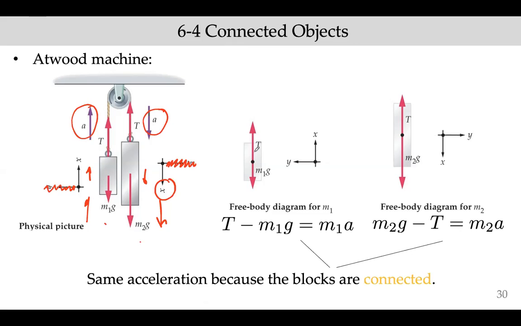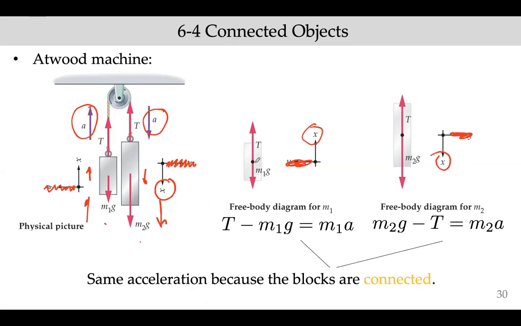So let's draw the free body diagrams. For the small object, tension is up, M1G is down. For the large object, it's the same thing. T is up, M2G is down. Now, the only thing that you have to be careful about here is when you write F net equals MA, the direction of the coordinate system for each one is different. Again, just think about x.